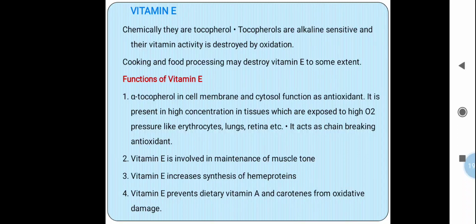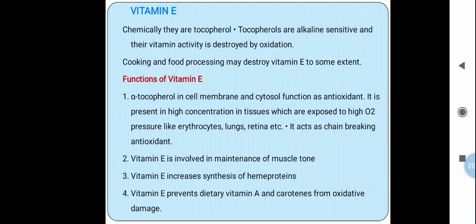So vitamin E is present in high concentration where high O2 pressure occurs, like in erythrocytes, lungs and the retina. So here the requirement of vitamin E is higher because there is a high oxygen pressure in these parts of the body. Again, vitamin E is involved in the maintenance of muscle tone. Muscle tone means normal relaxation and contraction of the muscles.